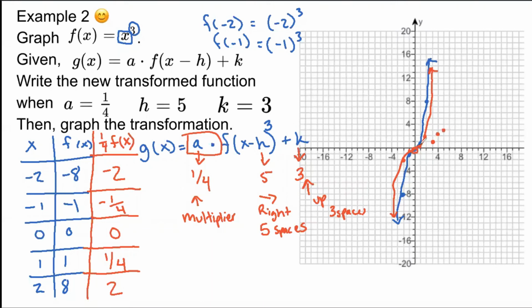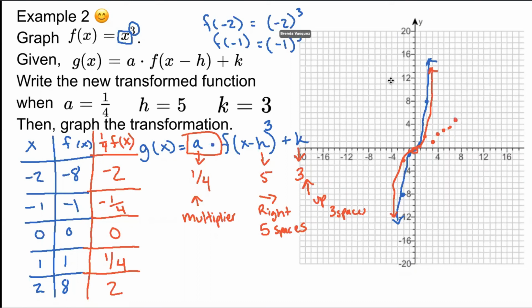Let's see, this one was at 1 and 1/4. So 5 to the right at 6, up 3, 1, 2, and 3. And the last one at 2, 5 to the right gives me 7. 1, 2, 3, 4, 5, 6, 7. 1, 2, 3, 4, 5. There you go. And 3 up. 1, 2, and 3. So there is our quadratic. And notice that it has been compressed because it has been multiplied by 1/4. And there is that function.